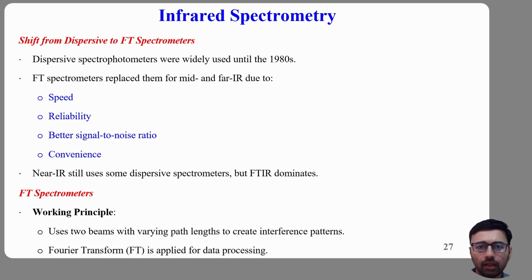So, how does an FT spectrometer achieve all this? Instead of separating wavelengths using a grating, the instrument creates an interference pattern using an interferometer. The interferometer splits light into two beams, changes their path lengths, and then recombines them. The resulting interference pattern contains information from every wavelength simultaneously. To understand this properly, we first need to review the concept of interference.